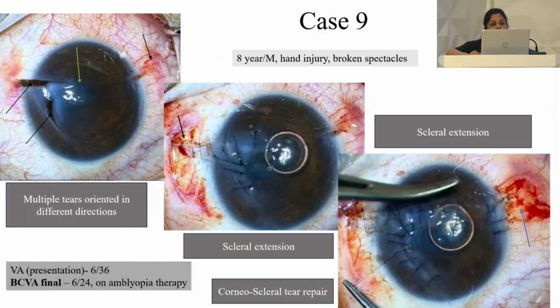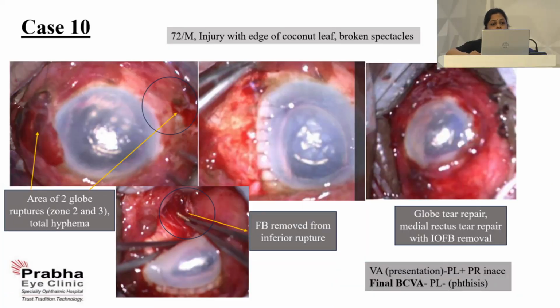So this was again a child who had presented to us with a history of a hand injury followed by broken glasses. As you can see, he had multiple irregular tears in the superior and the inferior part of the cornea. So in this patient also, we had followed this purse string suture technique to help in the initial apposition of the tears. So this was again an elderly patient who had presented to us with a globe rupture in 2 quadrants, and from the inferior part of the globe rupture, a foreign body was also removed.